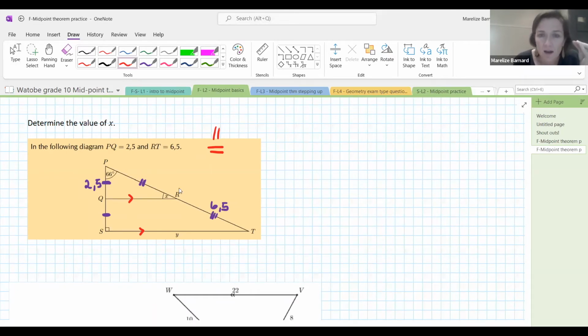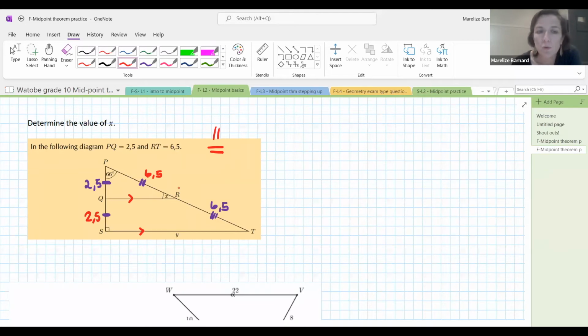QS, Amukelani is 2.5. Good stuff. And then what is PR? Remember, we just go on a fact-finding mission, 6.5. Good stuff. Okay, so let's start with X.